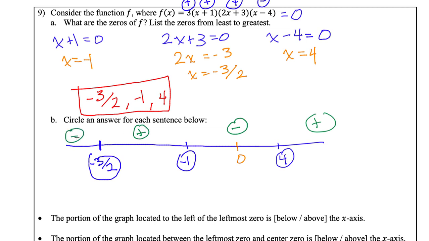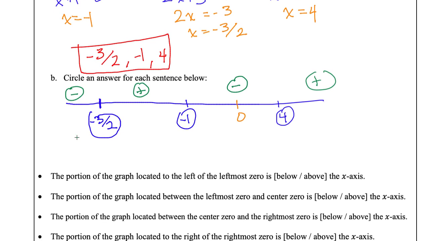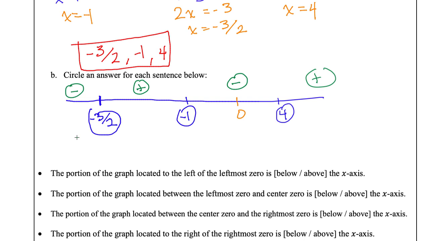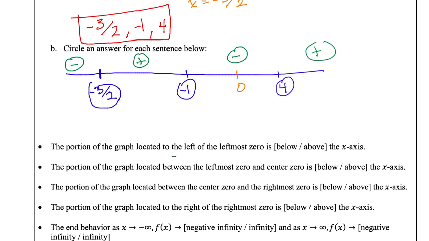We know if it's below or above the x-axis. So let's read these sentences and mark the correct answer. The portion of the graph located to the left of the leftmost 0. So it's saying this interval that's to the left of this -3/2, is that above or below? Give me thumbs up or thumbs down. Is it above or below? Really quickly. Come on, guys. It's below, so circle below.